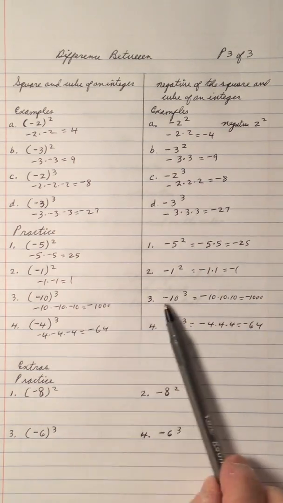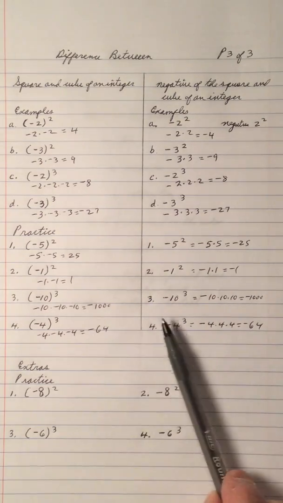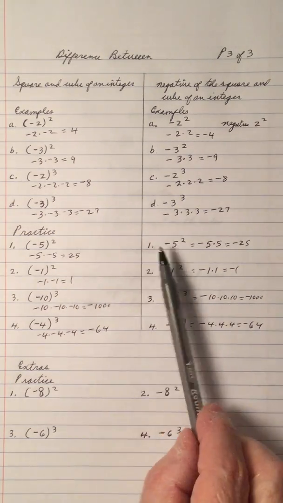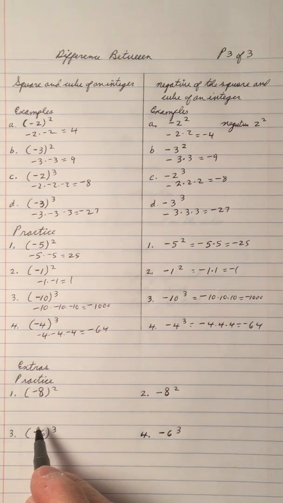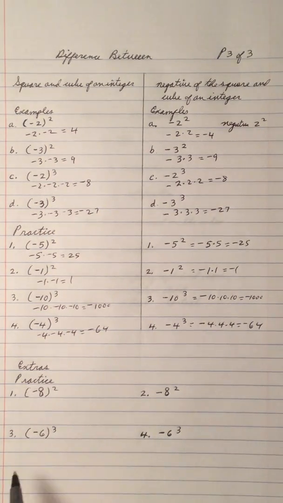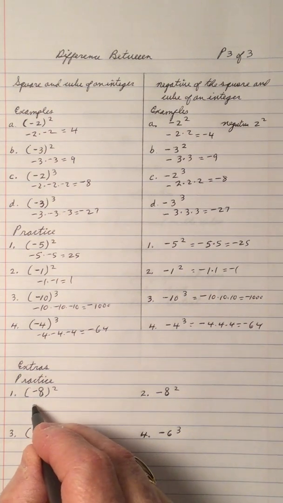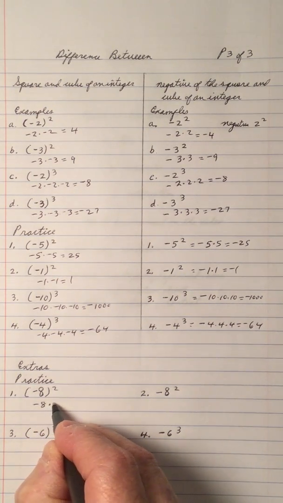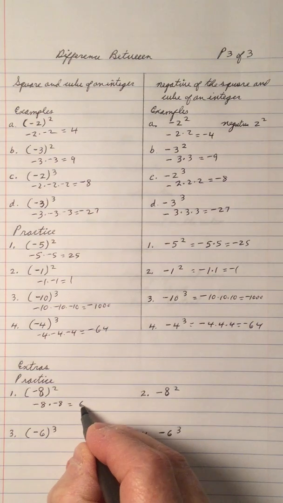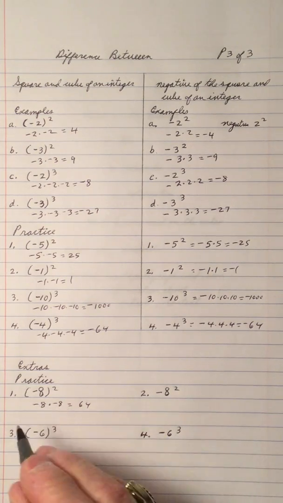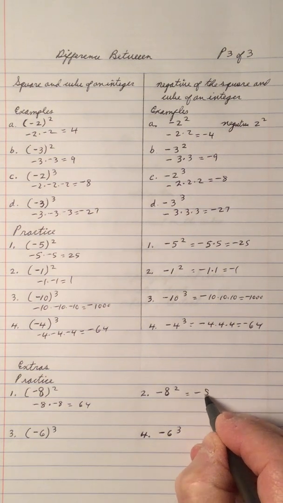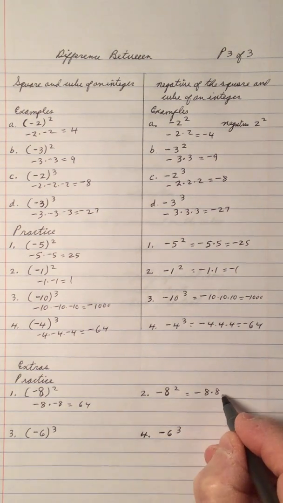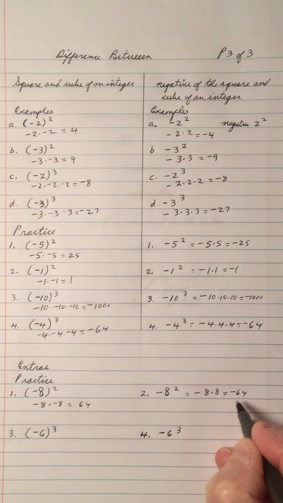The odd powers, you can't see the difference because they're going to be negatives, but with the even powers is when the difference occurs. And extras, practice these. Pause your video, work them out. Negative 8 squared, negative 8 times negative 8, and that's 64, positive, because a negative times a negative is positive. If you have a negative outside, this is the negative of 8 times 8, so that's a negative 64.